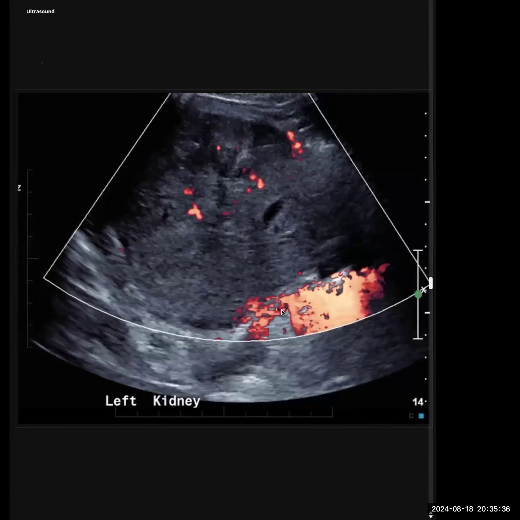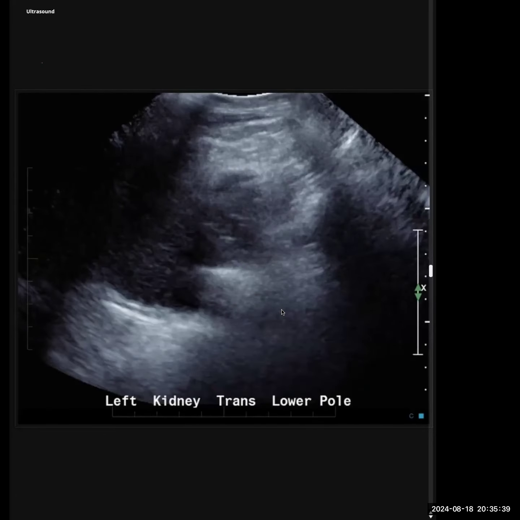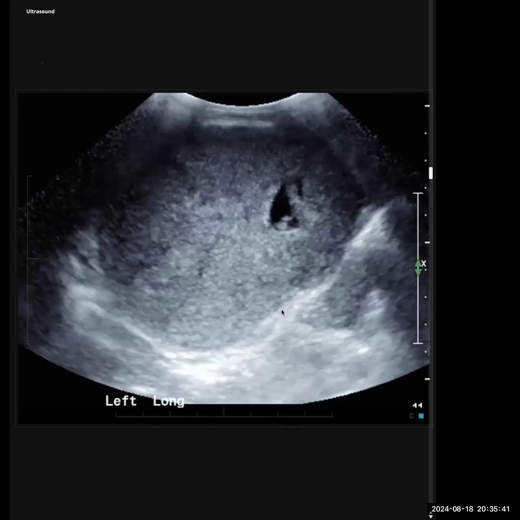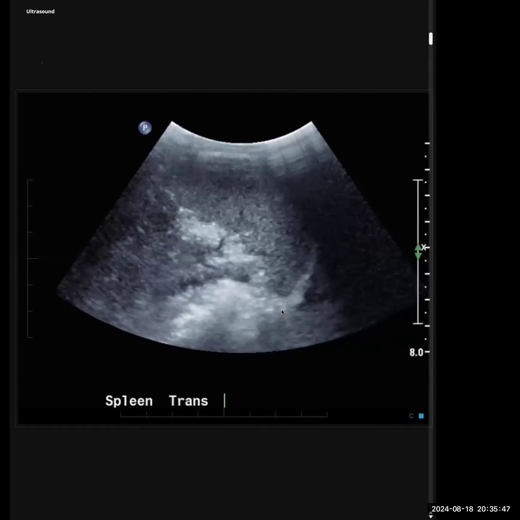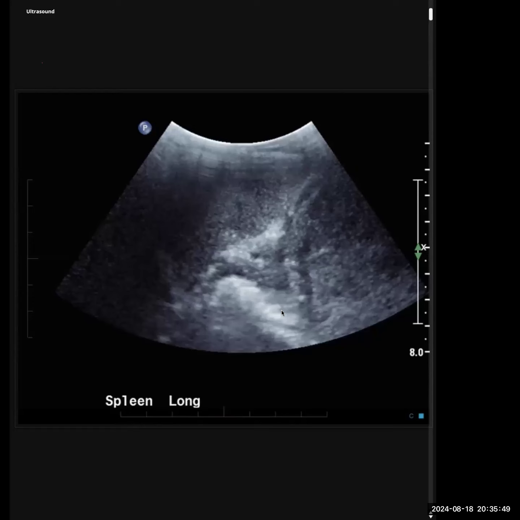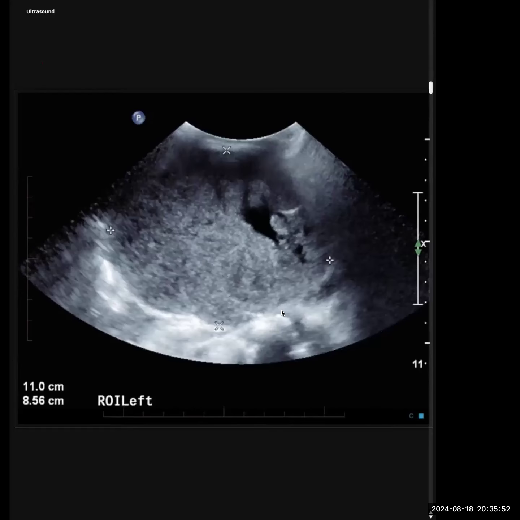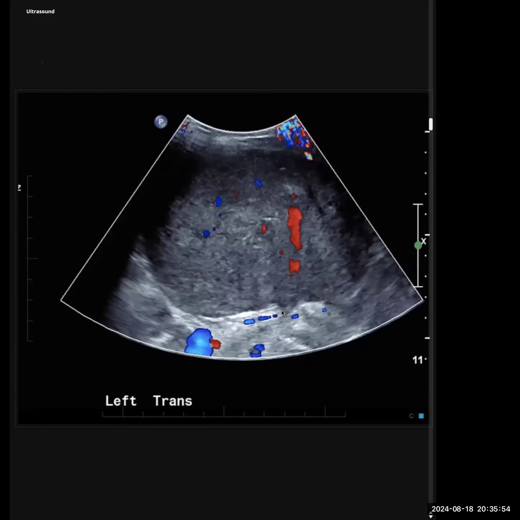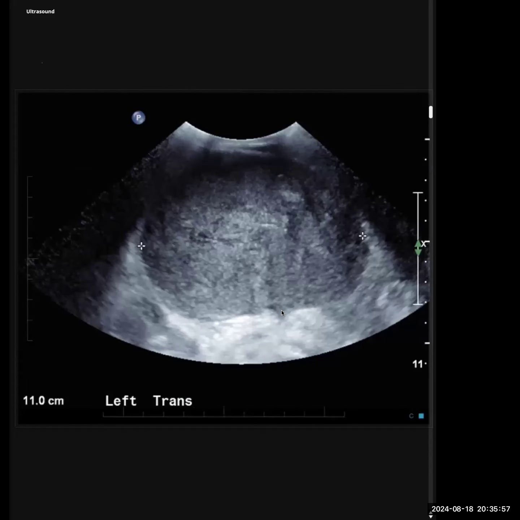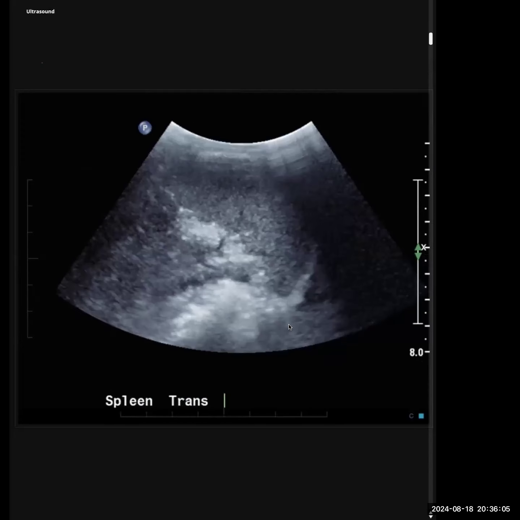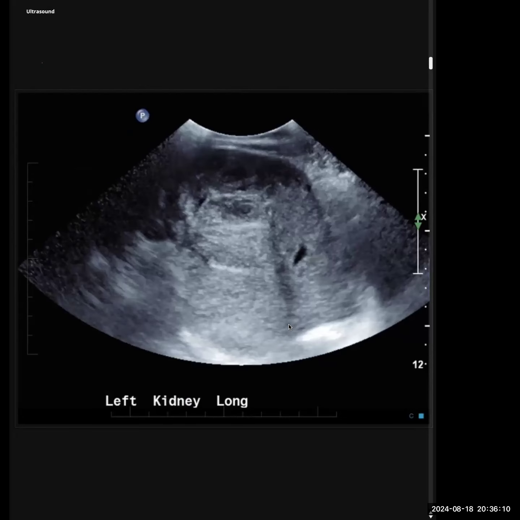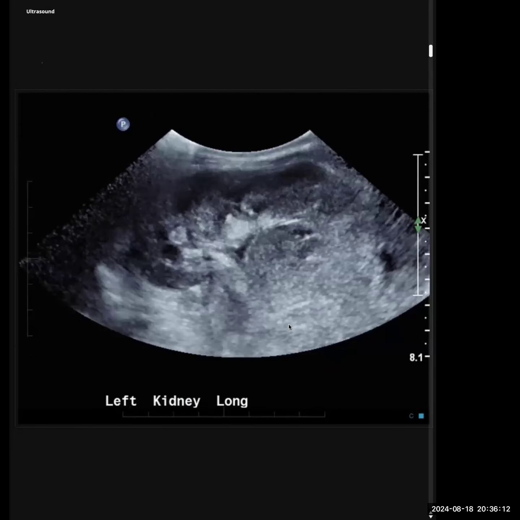Okay. So these are the ultrasound images of a 4-year-old child who has a palpable left-sided mass. I'm just going to look quickly at the lesions. The spleen appears normal in size. The left kidney is normal in size. Okay, so this is the left. There is a soft tissue density mass occupying the left side of the abdomen. It seems to be arising from the left kidney.